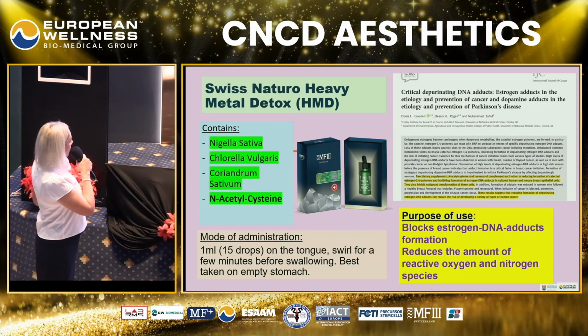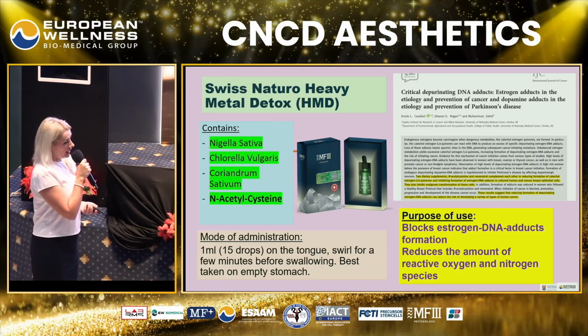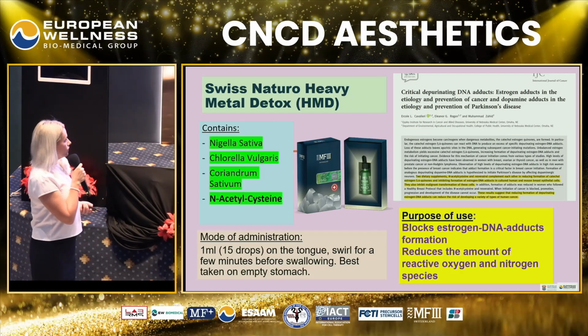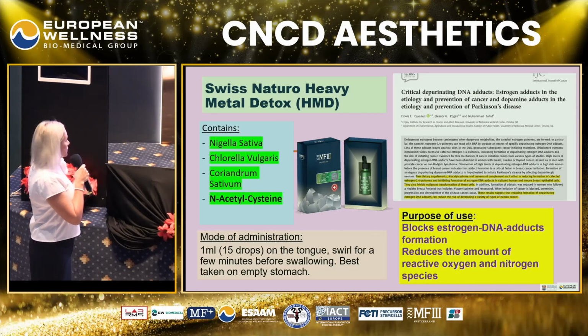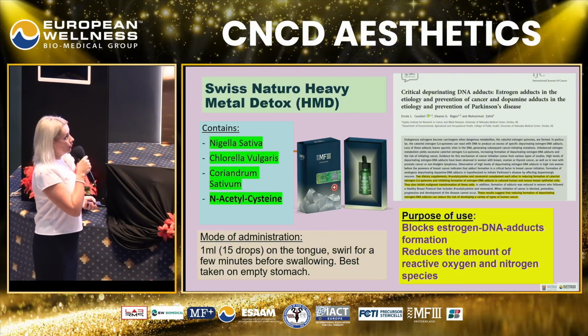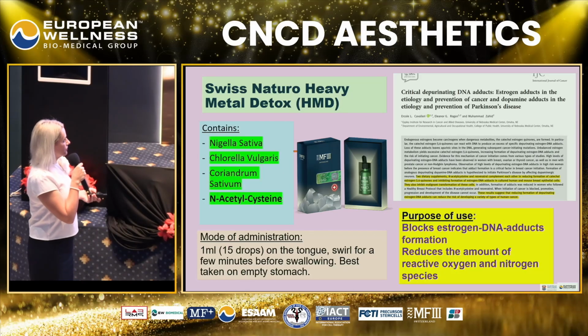Swiss Natural Heavy Metal Detox. This product, also for per-oral use, contains N-acetyl cysteine. N-acetyl cysteine is a known precursor of glutathione. Apart from this, it contains green algae, coriander, which is cilantro, and black cumin seed, also very good detoxifiers in our body, and there are publications supporting my words.